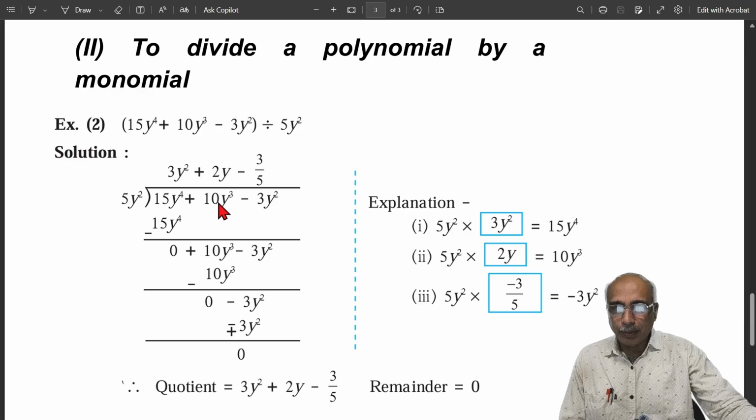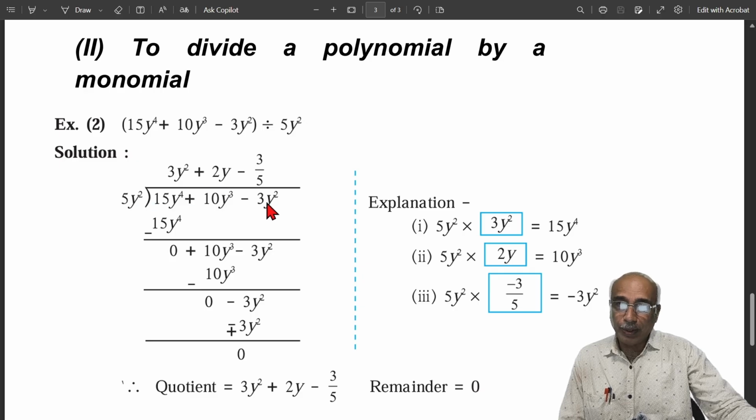Next, we'll bring the next term down. It will be plus 10y cube. We have to concentrate on this number. So 5 2s are 10. So 10y square into 2y will be 10y cube. Here the explanation is given. So we'll do the subtraction. And here 10y cube minus 10y cube will be 0. The quotient will be plus 2y.